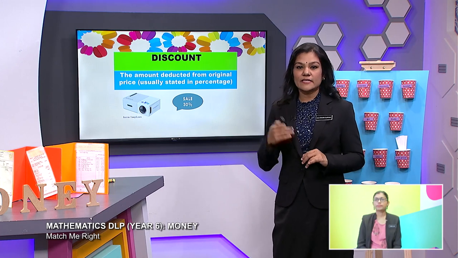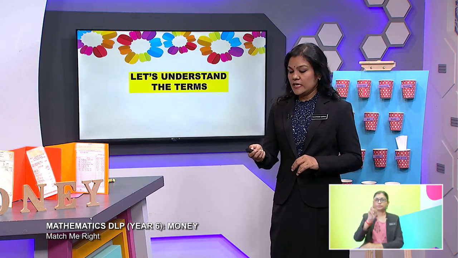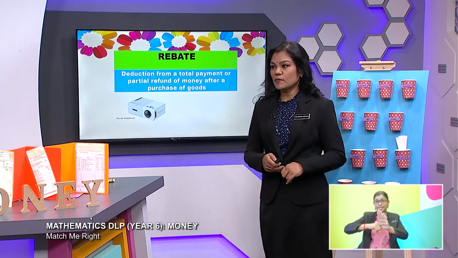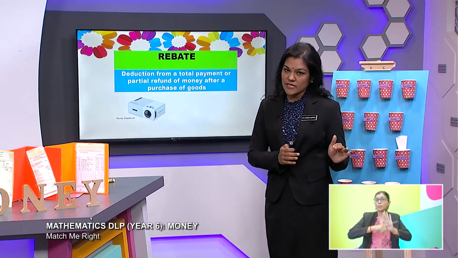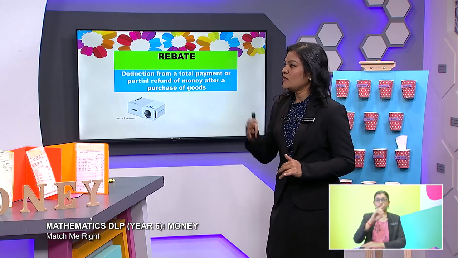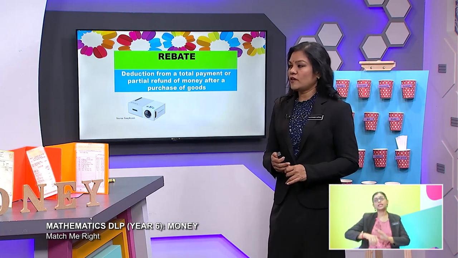Normally it is in percentage, so that is the discount. Students out there, you have to calculate the discount. And then rebate, you just deduct directly. It is a deduction from a total payment or partial refund of money after a purchase of goods. For example, you see the LCD projector on the screen. Let's say it is around 5,000. They give you, straight away, 250 rebate. So, you just minus the amount directly. Meanwhile, for discount, you have to find how much is the percentage, and then only you deduct from the total amount that you have to pay. You got it, Sean? So discount is always shown in percentage form, but rebate is directly the amount that will be deducted. Both are deductions from the total amount that's supposed to be paid.